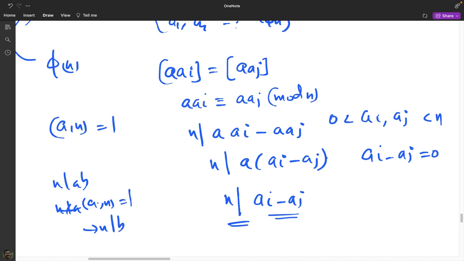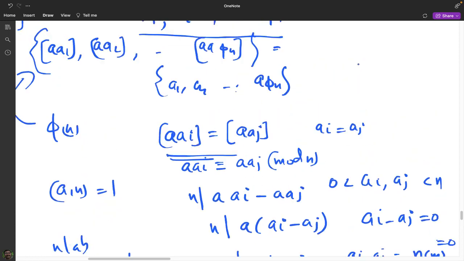So this means that ai minus aj is a multiple of n, so n times some other multiple. Is that possible? Because n is anyway greater than ai and aj, this cannot be a nonzero multiple of n. That means the only possible multiple is 0. So that means your ai should be equal to aj. If two of these numbers are equal, that means essentially the index would be the same.